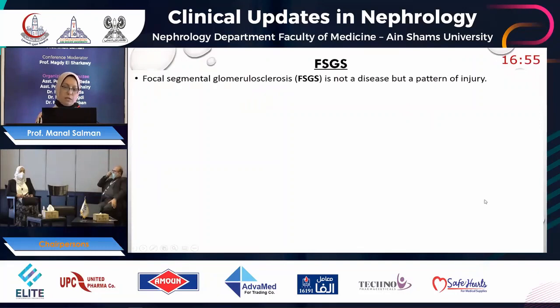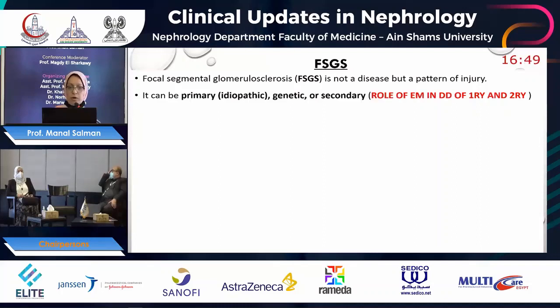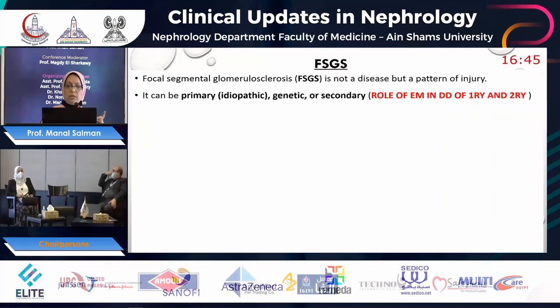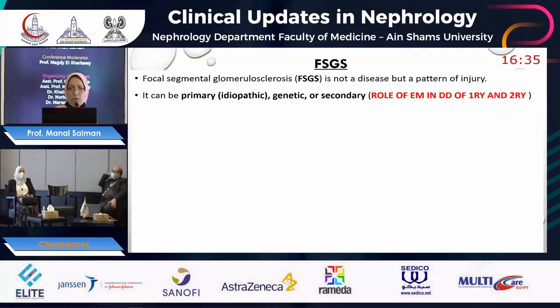Focal segmental glomerulosclerosis is not a disease, it is a pattern of injury. It's classified into primary, genetic, and secondary. And the role of EM is in the differentiation of primary and secondary focal segmental through the amount of fusion. Diffuse fusion is seen in primary, and focal fusion is seen in secondary forms.